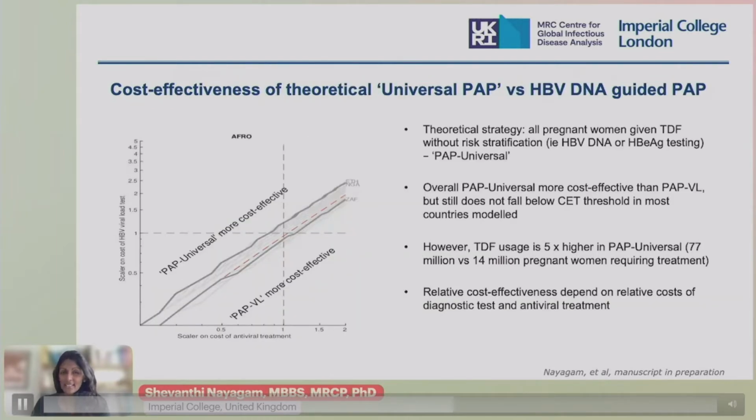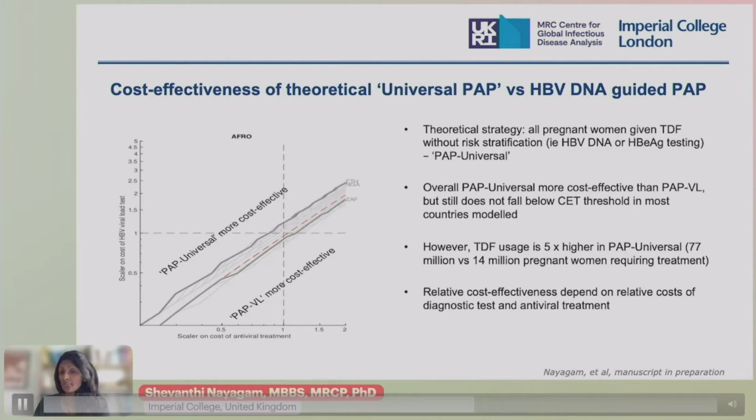Then the other analysis we did is we explored the cost effectiveness of a theoretical universal PAP strategy versus the WHO DNA guided strategy. And this theoretical strategy is to give all pregnant women TDF without risk stratification, i.e. without a second diagnostic test of DNA or e-antigen, which we called PAP universal. And what we found is that overall, PAP universal is more cost effective than PAP viral load in many countries, but it still doesn't fall below the cost effectiveness threshold in most of the countries modelled.